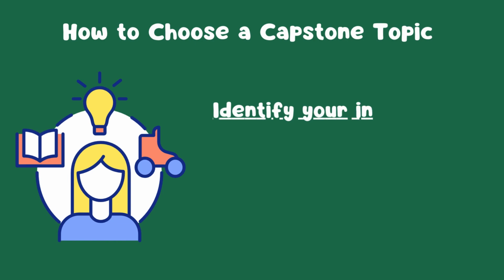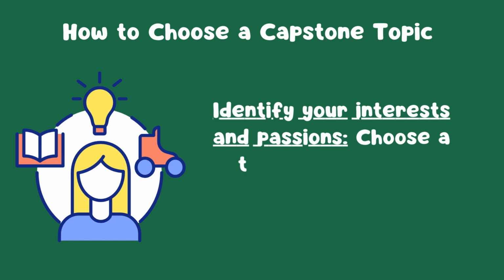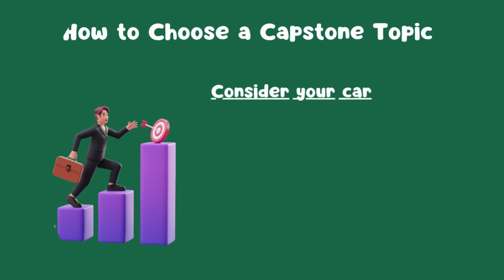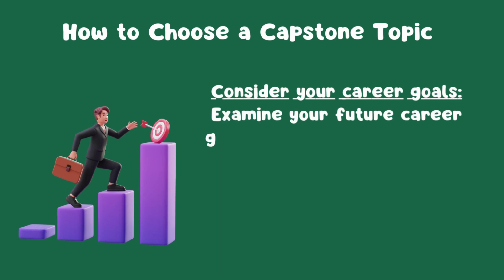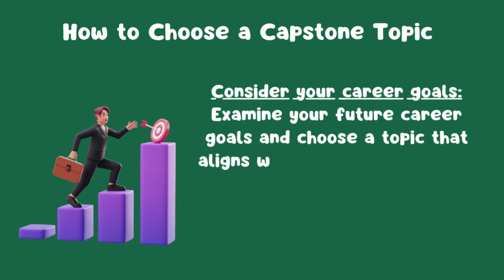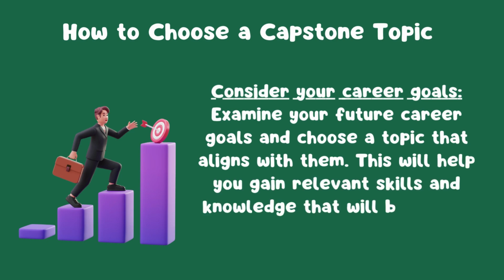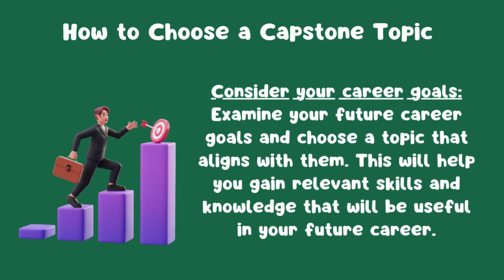Identify your interests and passions. Choose a topic that you are passionate about and interested in. This will make the research process more enjoyable and engaging, not only for the student, but also for the audience. Consider your career goals. Examine your future career goals and choose a topic that aligns with them. This will help you gain relevant skills and knowledge that will be useful in your future career.